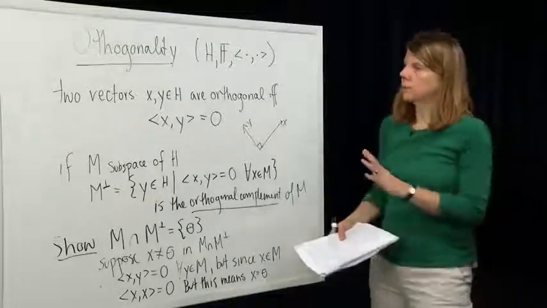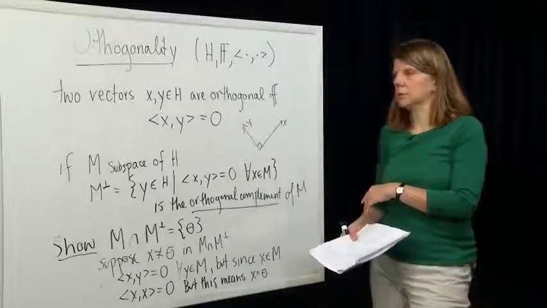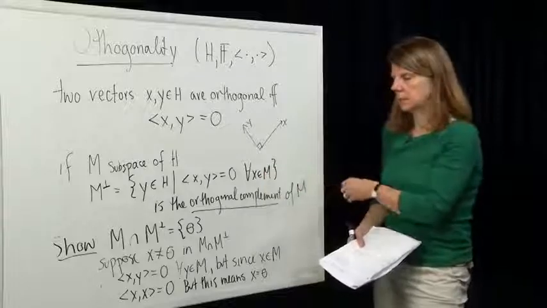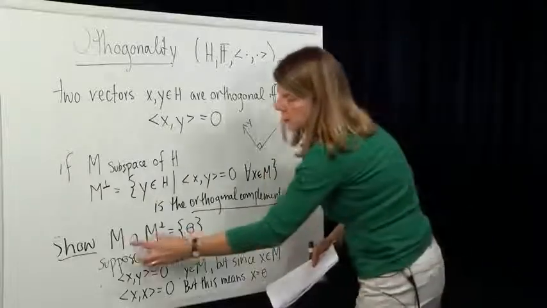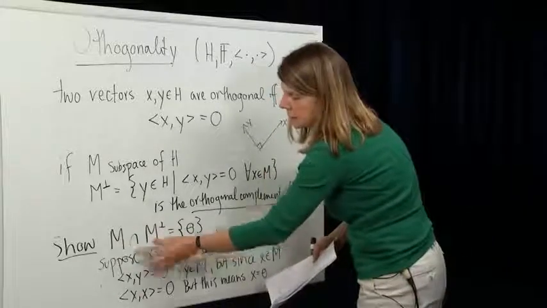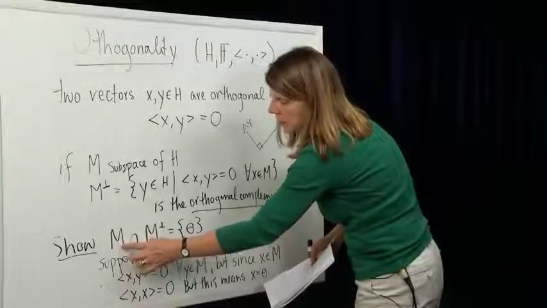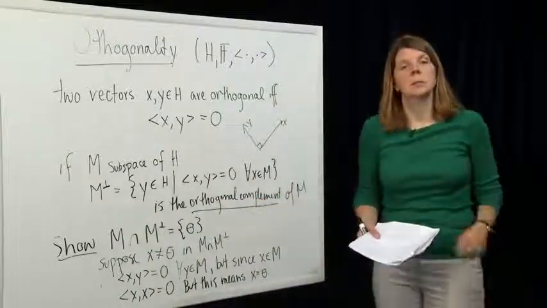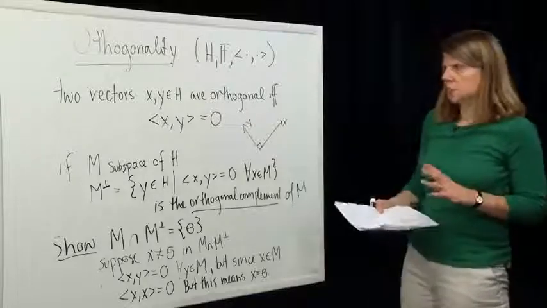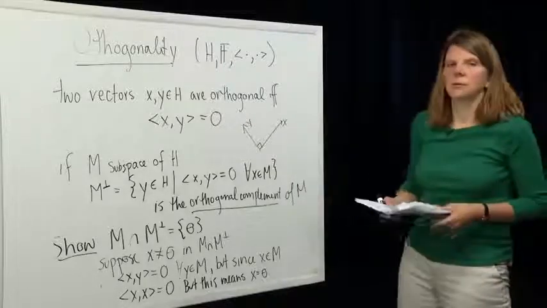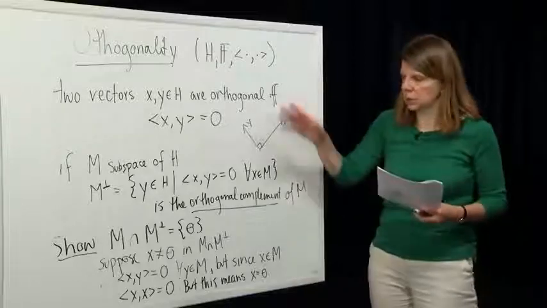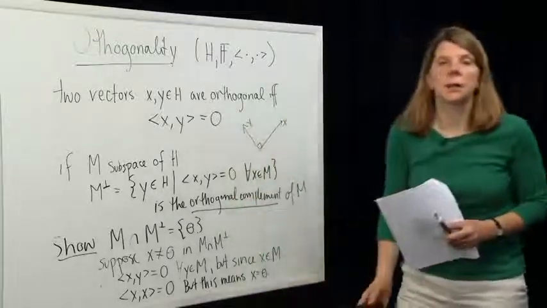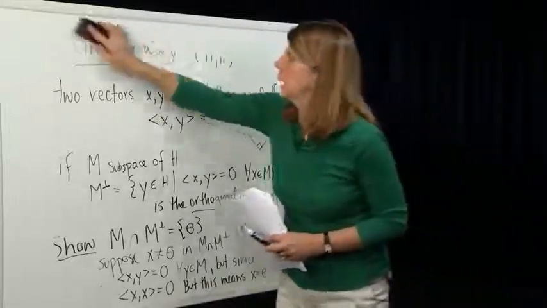Okay, so we've defined orthogonality of vectors. We've defined orthogonal complements of subspaces. We've showed that the only vector that is common to a subspace and its orthogonal complement is the 0 vector. So now let's move on to a very important concept, which again is building on this concept of an inner product, and that is called the adjoint, the adjoint map.